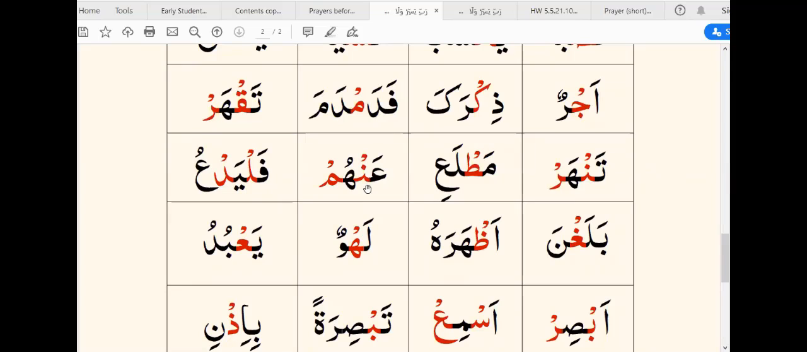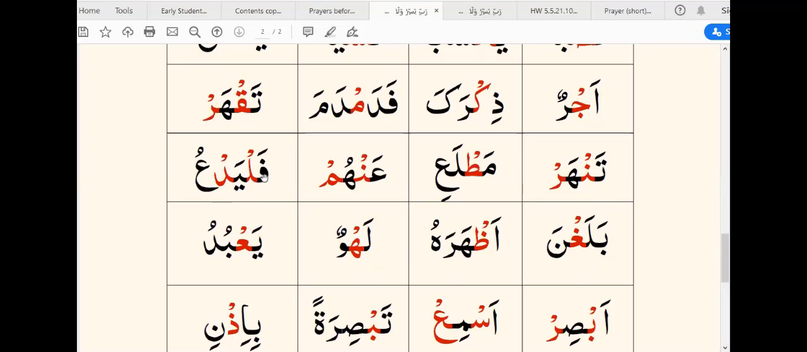Okay, next one over here. Again, we have letter Noon with the sukoon and letter Mim with the sukoon. So we're going to join Ain with Noon and Ha with Mim. Anhum. Let's break it into two. Ain with a fatha: An. And then Hum. Let's join them together. Anhum. Well done.